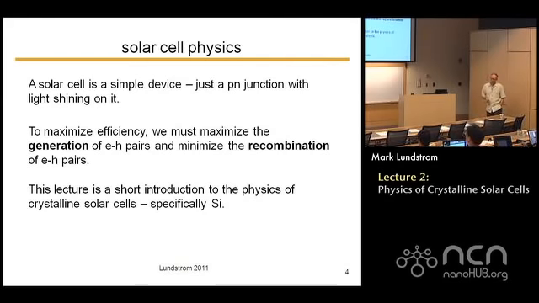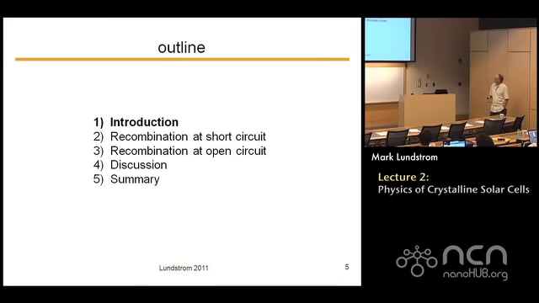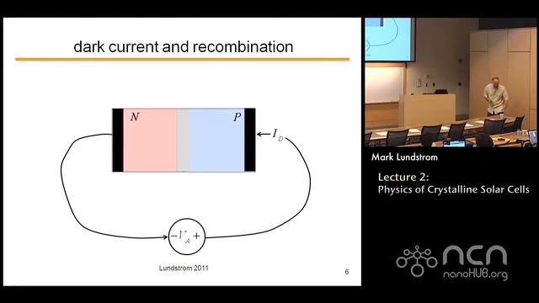So this is just a short introduction. I think it's short. Hopefully it's less than an hour. To the physics of crystalline solar cells. And we're going to use silicon. So here are the topics. I'll first of all look at what happens under short circuit conditions, and then I'll look at what happens under open circuit conditions. That's really all I'm going to talk about, because in between everything is some combination of those two characteristics.